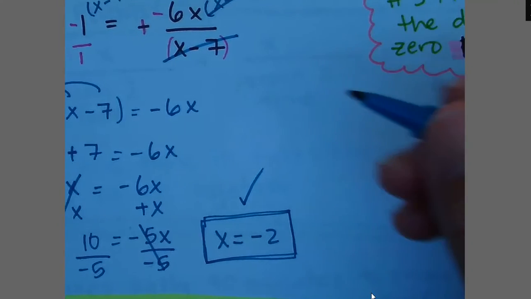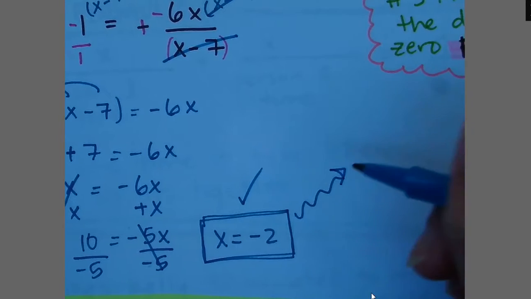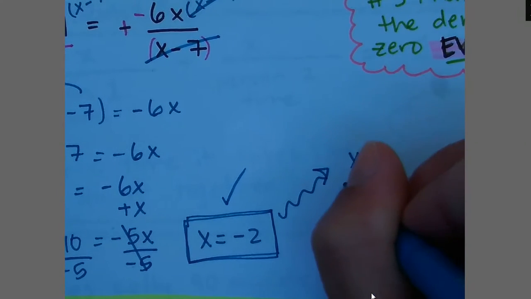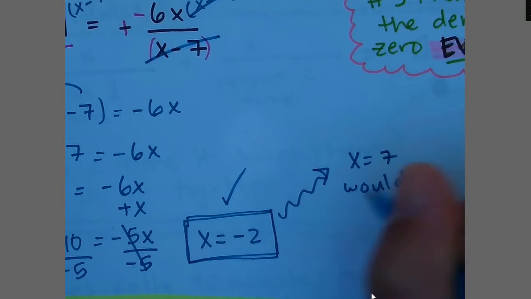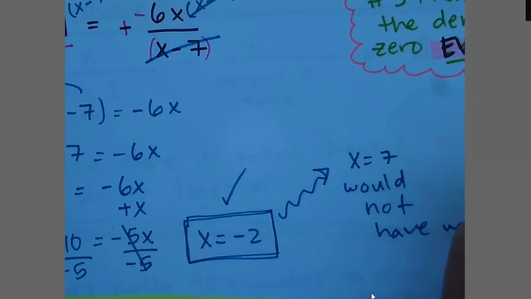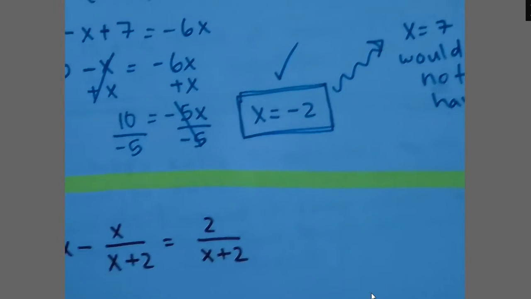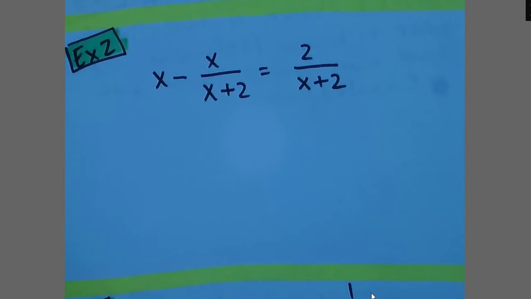So let me just write a little note. x equals 7 would not have worked. Don't really need to know that for this particular problem, but perhaps for another problem. Hint, hint, hint.